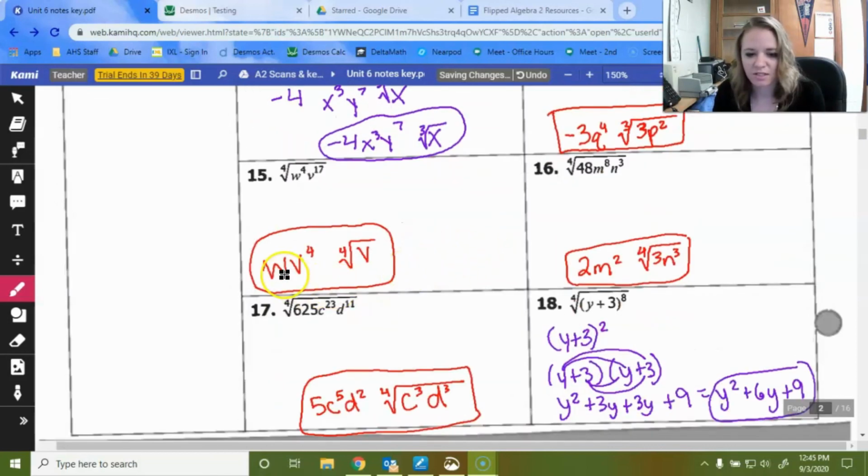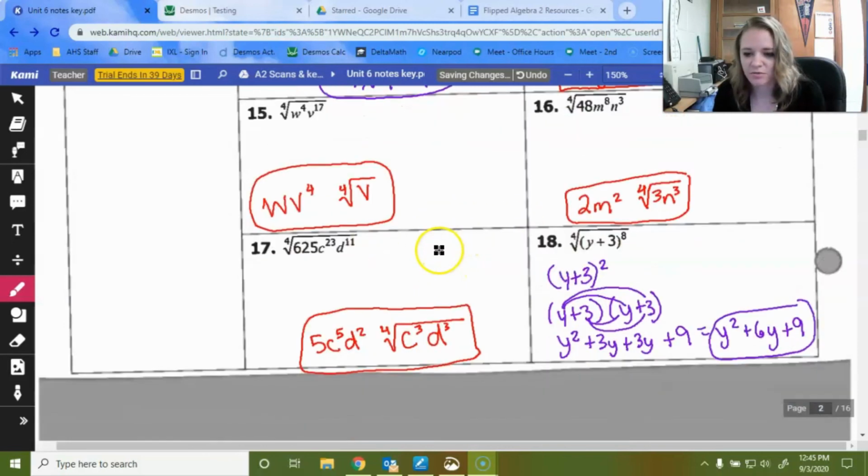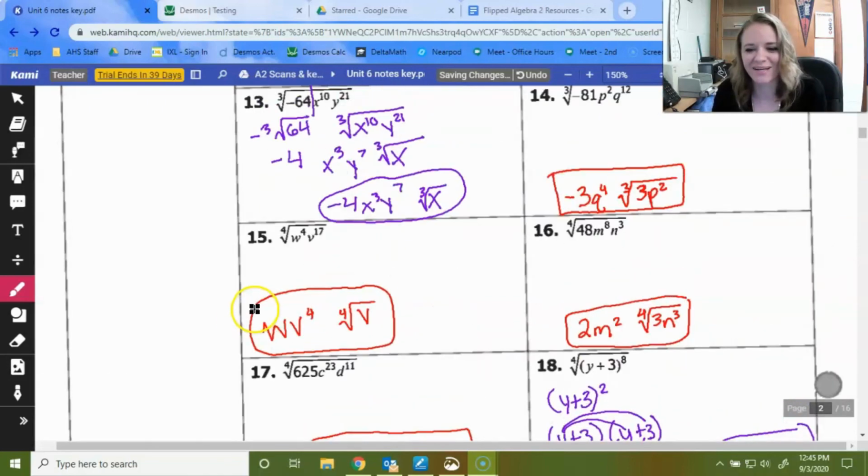Number 15 is wv, v raised to the fourth, times the fourth root of v. Number 16 is 2 times m squared times the fourth root of 3 times n cubed. 17 is 5 times c to the fifth times d to the second times the fourth root of c to the third times d to the third. So that's quite a mouthful.